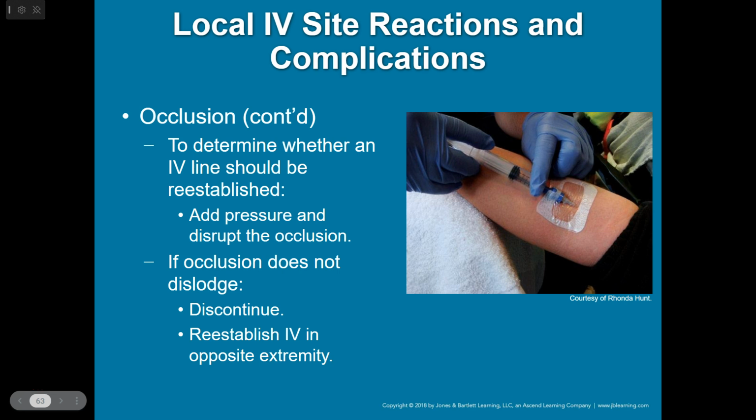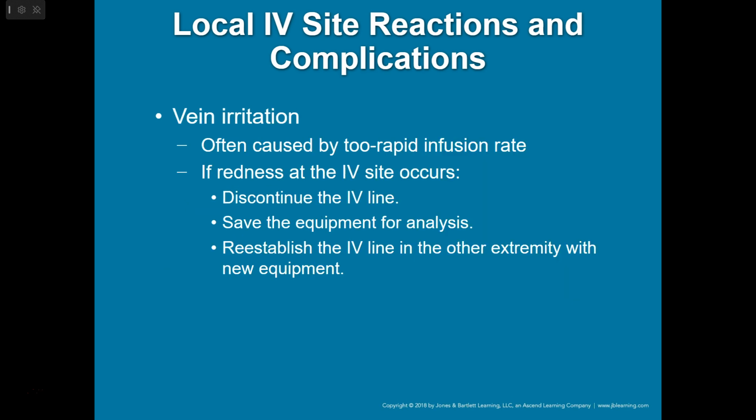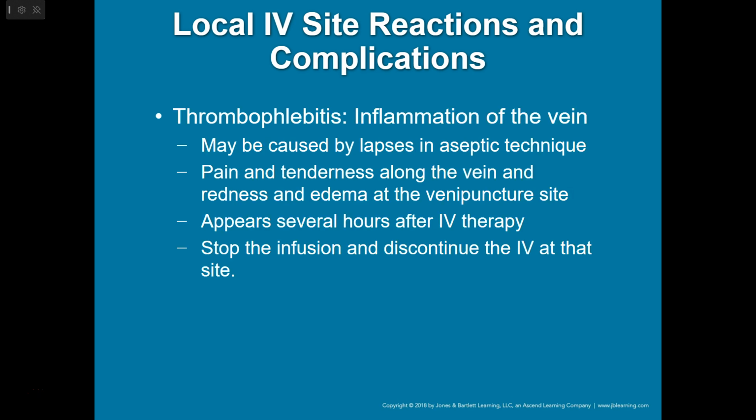So start that flush, like I said, to try to see if it blows open that occlusion. Kind of move your IV catheter around there in the skin. If you can't get that occlusion out of the way, then you might have to stop the IV and start a new one. Vein irritation caused by too rapid an infusion, that's possible. Redness at the site, discontinue it. Start a new IV on the other side.